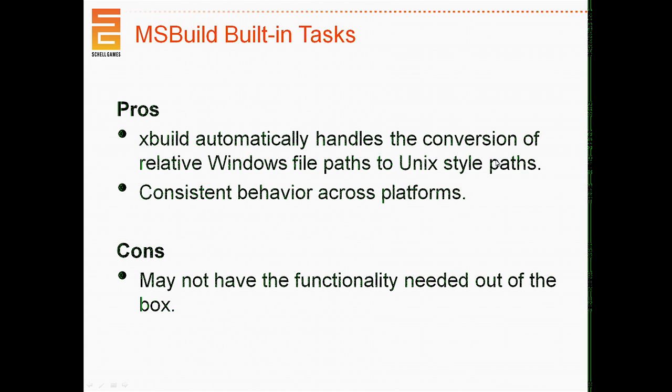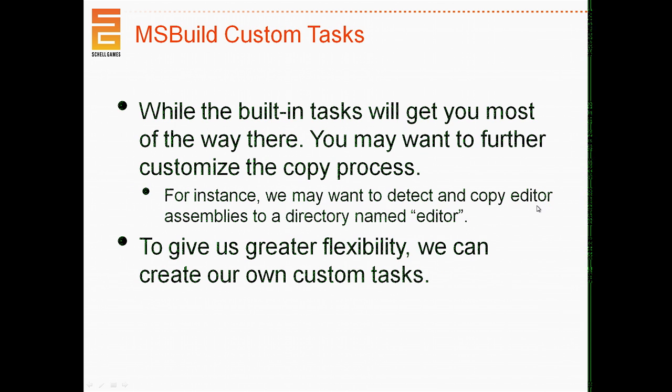So the pros to this is that XBuild will automatically handle the conversion of relative Windows file paths to Unix-style paths on OS X. This lets us create a copy process that will work on both Windows and OS X should we be jumping between the systems. It also has fairly consistent behavior across the platforms. The main con is that we may not have the ability needed out of the box. So this is where custom tasks come in. For instance, we may want to detect and copy editor assemblies into a directory named Editor within the Unity project. To give us greater flexibility, I'm going to walk us through how to create a custom task now.